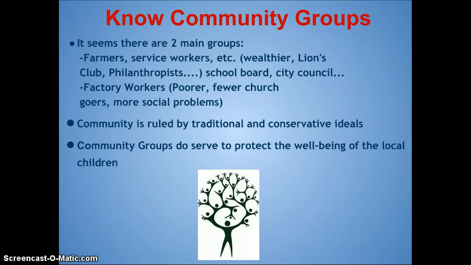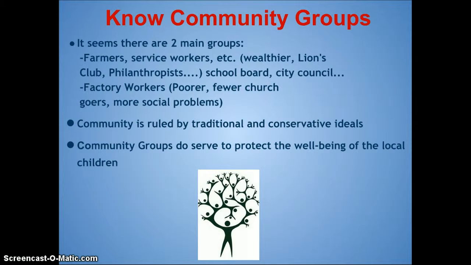Then you have your other group, mainly factory workers. There are factories in the two slightly larger towns to the east and the west. This group tends to be poorer. There are fewer churchgoers and, of course, more social problems. The community is ruled by traditional and conservative ideals. This is small town Iowa. The community groups do serve to protect the well-being of the local children.